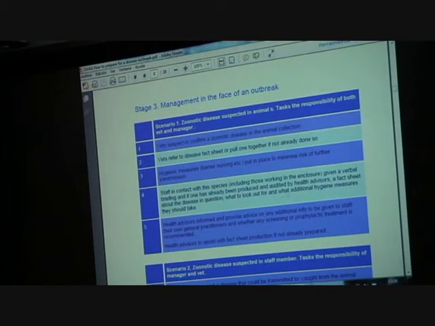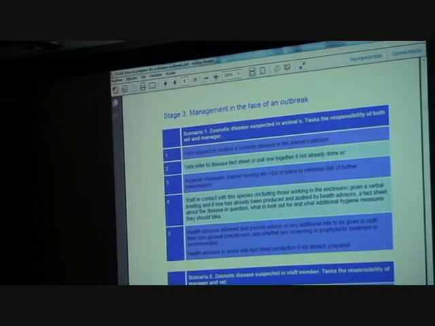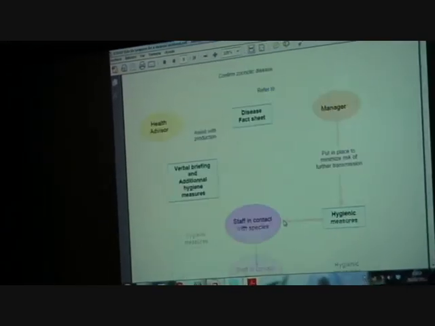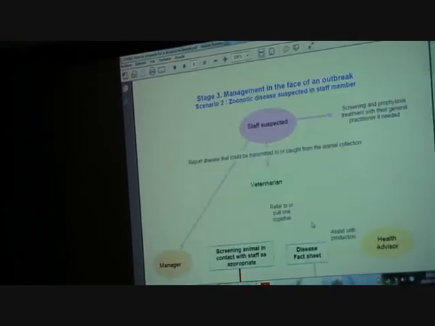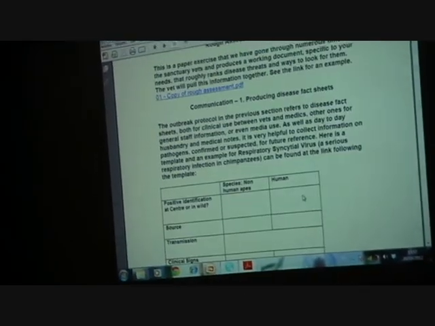And then you have, like I showed you before in the PowerPoint, what you do as you go through. If you suspect zoonotic disease in the animal, then you refer to the disease fact sheet, check hygienic measures, staff in contact, talk to them about it, contact the health advisors, and it's that communication flow. Now, it seems very basic stuff, but you'll be surprised, it very rarely happens. This is exactly the same stuff, just done in the graph. There's the rough assessment, and that's the same stuff done in words.